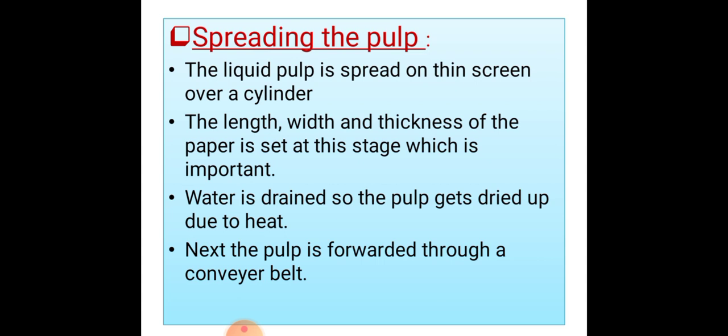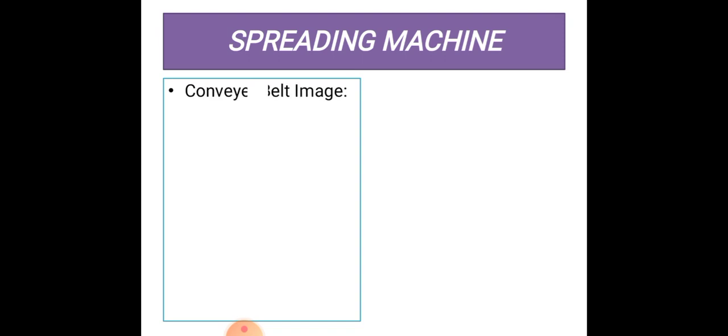So whatever excess water is there in it is being dried. So the next, the pulp is forwarded to the conveyor belt. I will be showing you the image as well. I'll show you the spreading machine also. So the third stage is done. The next, it will be going through another process.